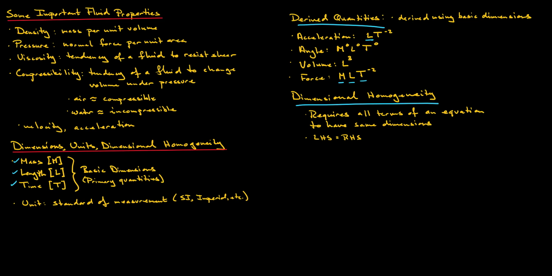Now, why is this important? There are many forms of the same equations of fluid mechanics. For example, Newton's second law can be expressed in many different forms in the study of fluids. And so it's very important to make sure that the dimensions are agreeing, not only between the left-hand side and the right-hand side, but also between each term.